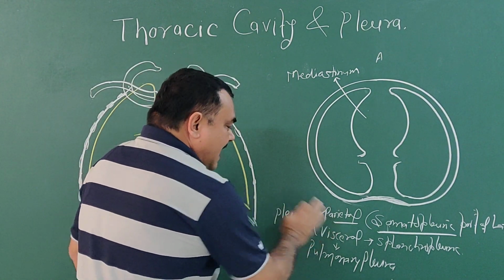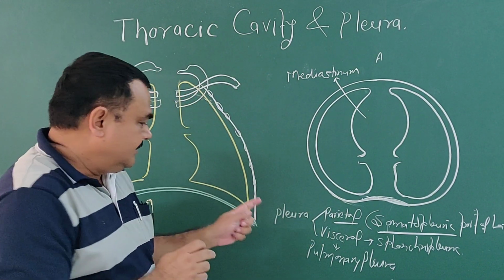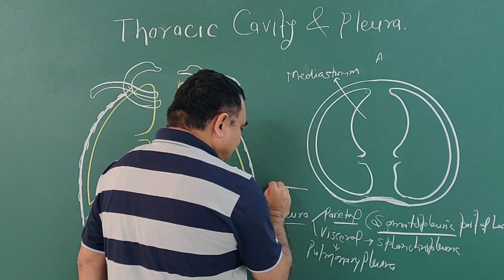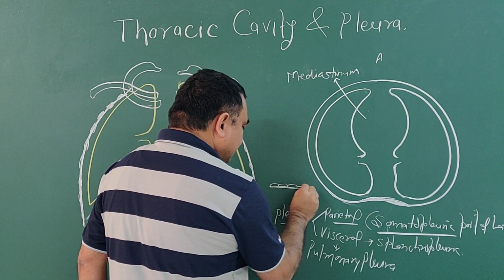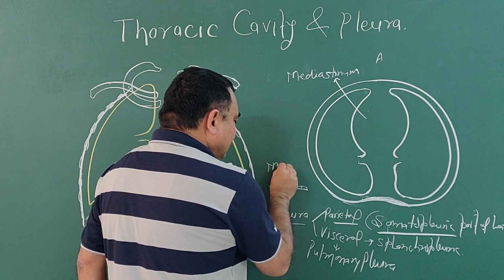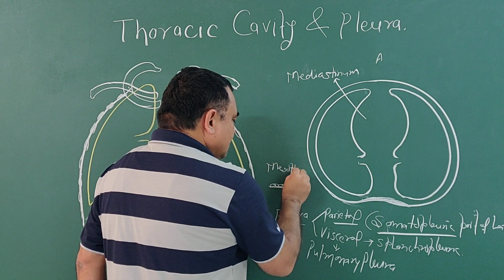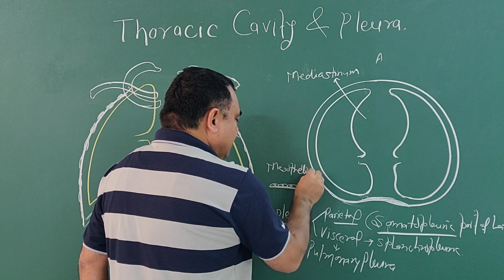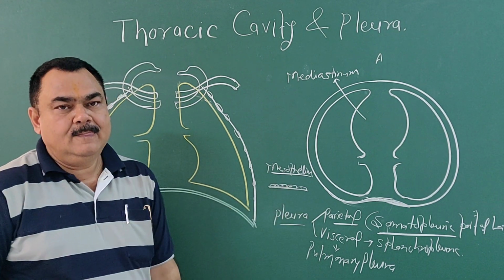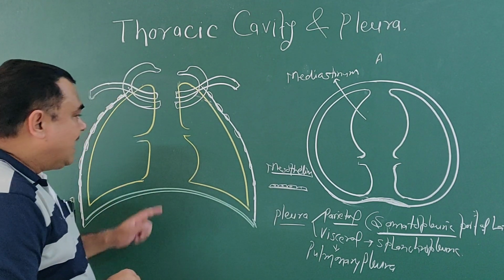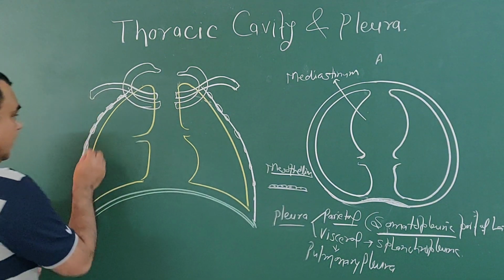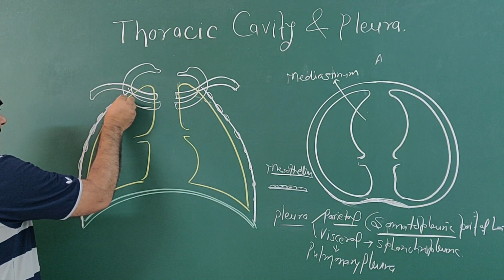And like the peritoneum, this pleura is made up of flattened cells. These cells are mesothelium, which forms the pleura, the parietal layer and the visceral layer. This is the parietal layer here.